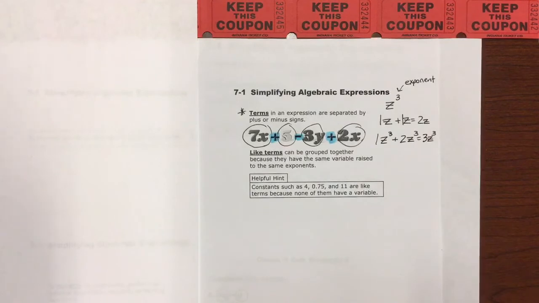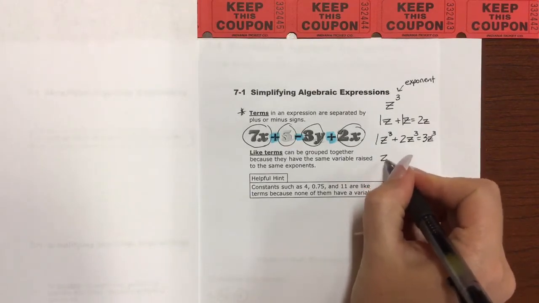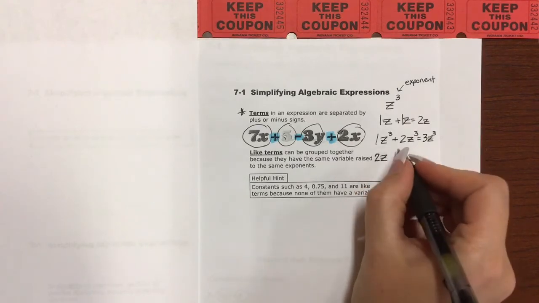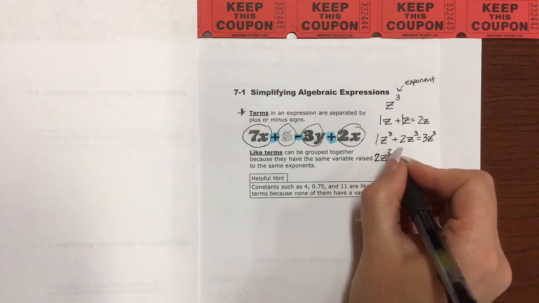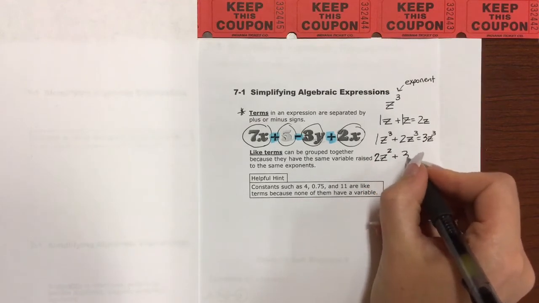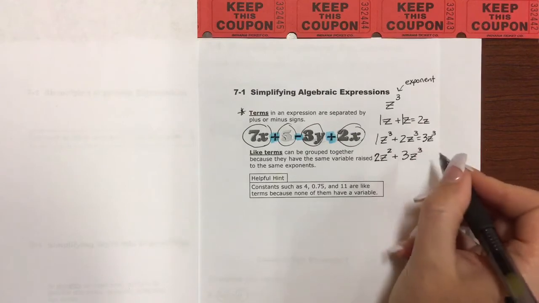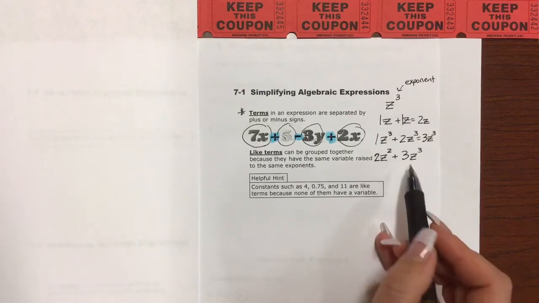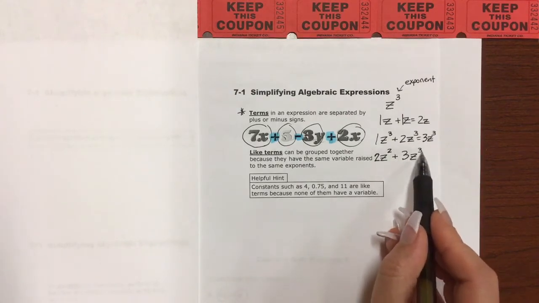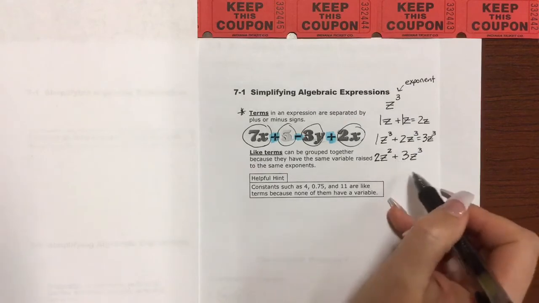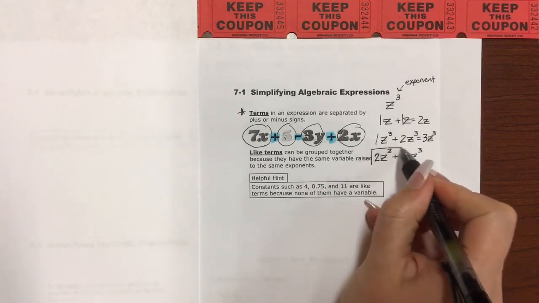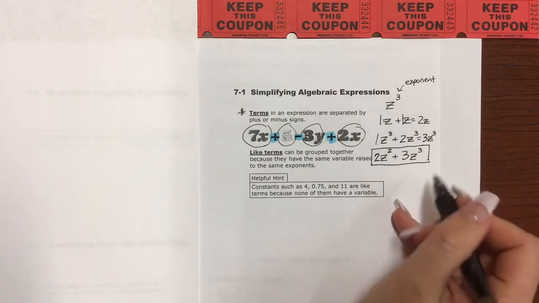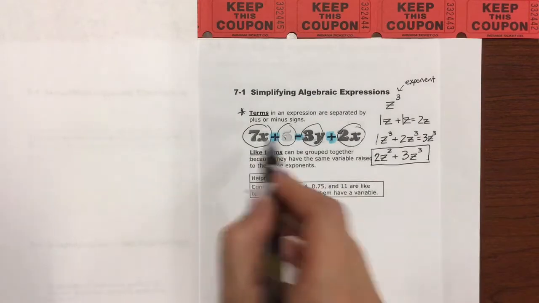Now, let's look at this example where you can't combine. Let's say we have 2z squared plus 3z cubed. Well, here they both have a z, but this has a 2 in the exponent and this has a 3 in the exponent, so you cannot combine them. This is as simplified as it gets right here. Okay, so let's look back at this problem.